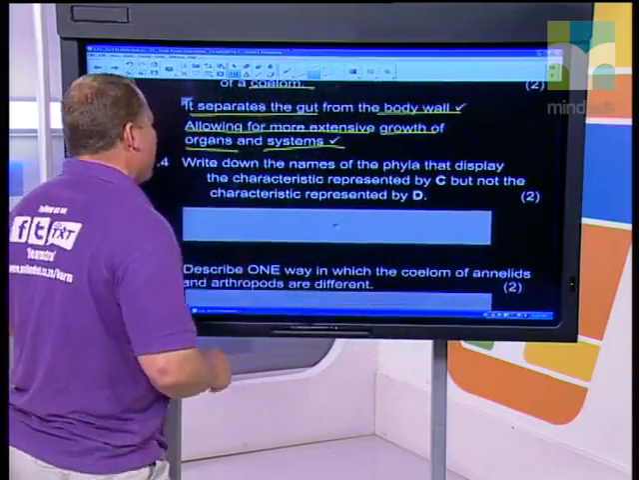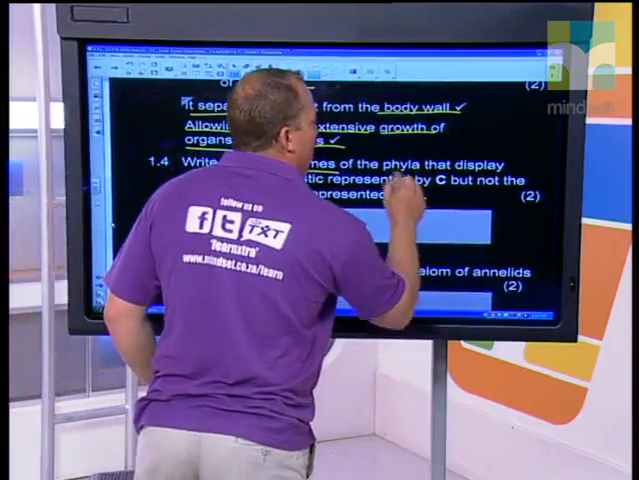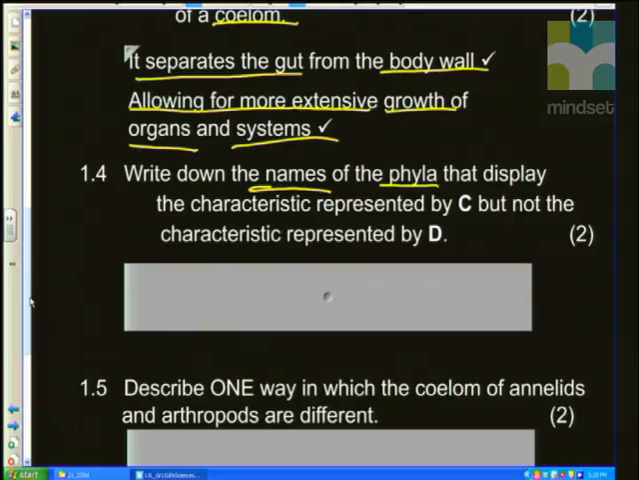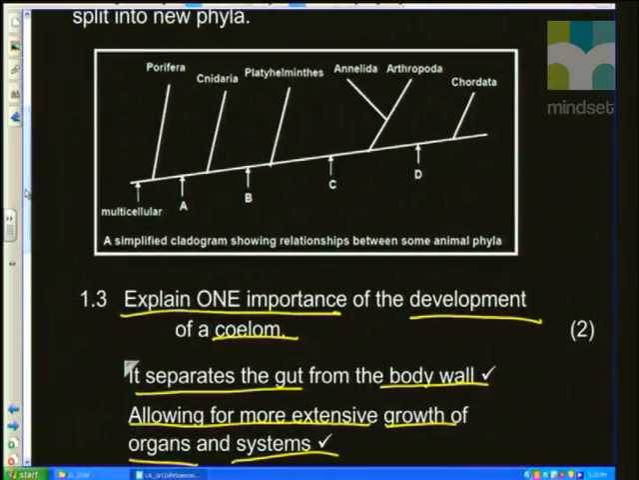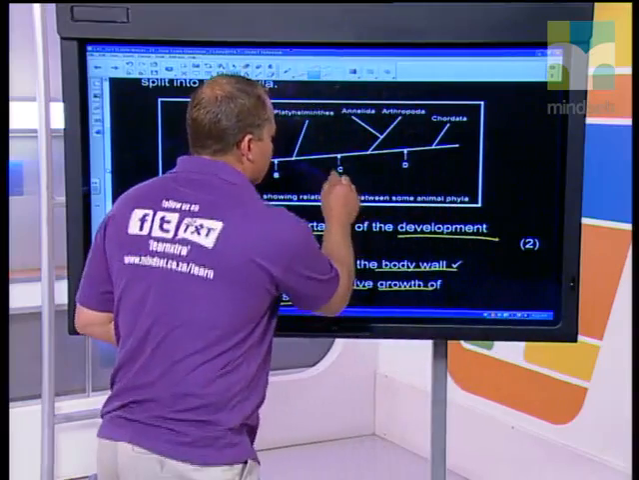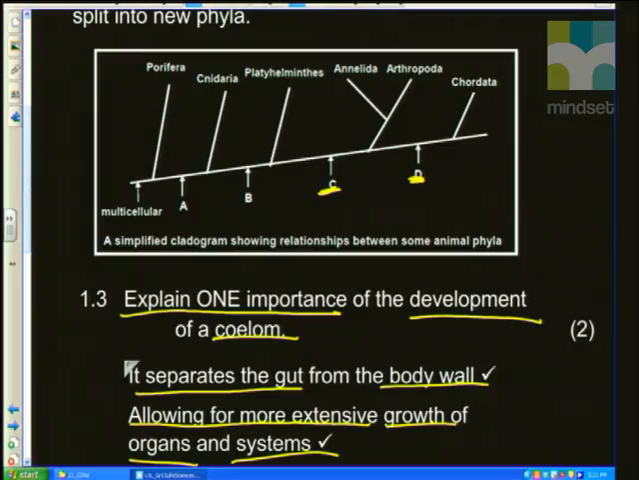Right. Next one. Write down the names of the phyla. In other words, write down the names of the phyla, because phylum is one and phyla is more than one. The phyla that displays the characteristic represented by C, but not the characteristics of D. Let's go have a look at it, because that's quite a strange question. It says there, write down the phyla that has the same characteristics as C, but, see, there we go, same as that one, but different to that one.